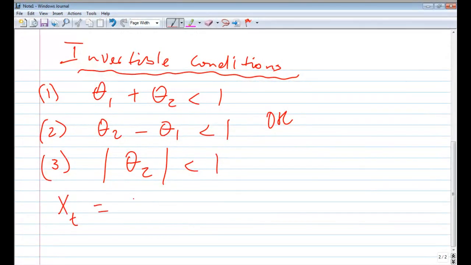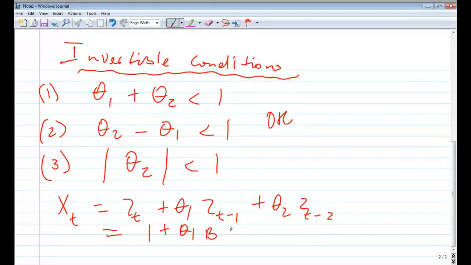You have got xt, which is equal to zt plus theta 1 zt minus 1 plus theta 2 zt minus 2. Then you write this process in backshift operator. How do you do that? This is equivalent to (1 plus theta 1 B plus theta 2 B squared) zt. So this is the backshift operator of moving average of order 2. Then after doing this, you equate whatever is within the brackets to 0.